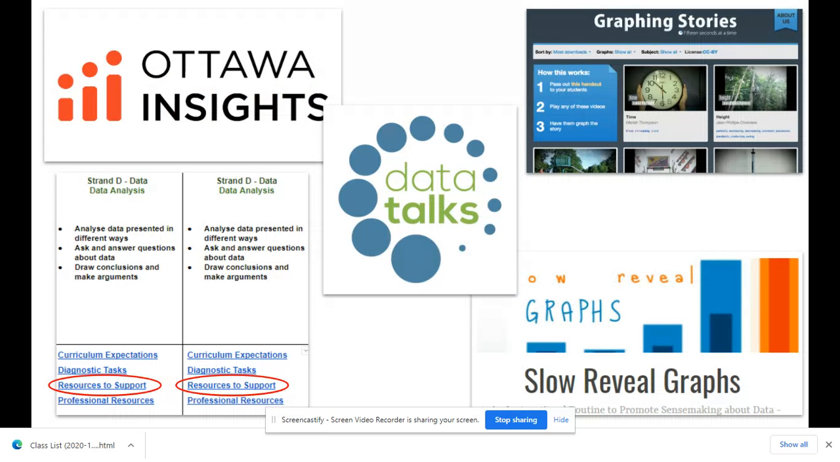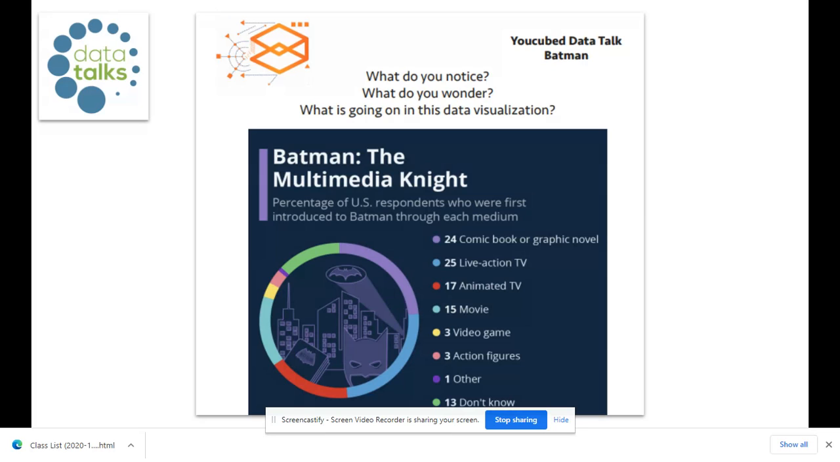Let's go through some of the great resources you will have access to in this newsletter and in the OCDSB Scope and Sequence. A link has been provided at the bottom of this newsletter to the UCube site, specifically for data talks. On the UCube website, created by Joe Bowler, there are a variety of data talk images appropriate for the intermediate grades. Here's an example of a circle graph that would be an engaging discussion starter for students.